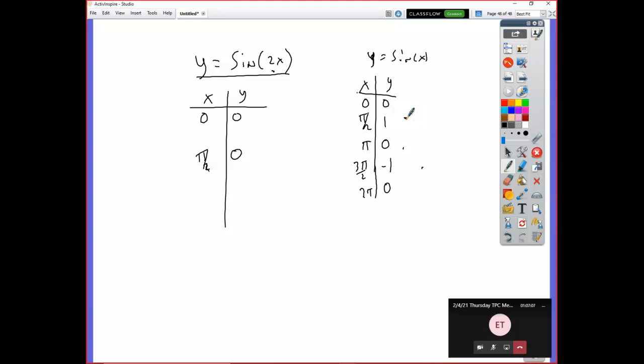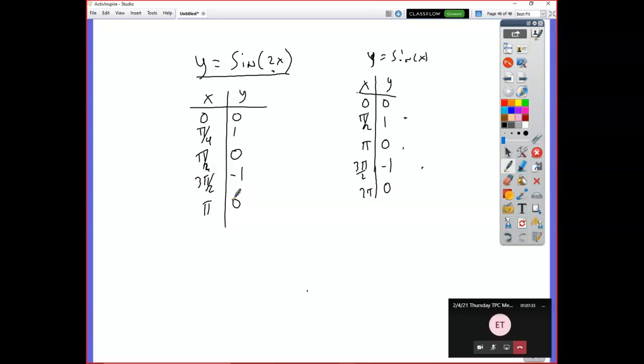What happens when I put pi over 4 in there? It'll be pi over 2, which is 1. Then 3 pi over 2 would therefore likely end up giving us negative 1. And pi becomes 2 pi. We're back to the beginning. 0.